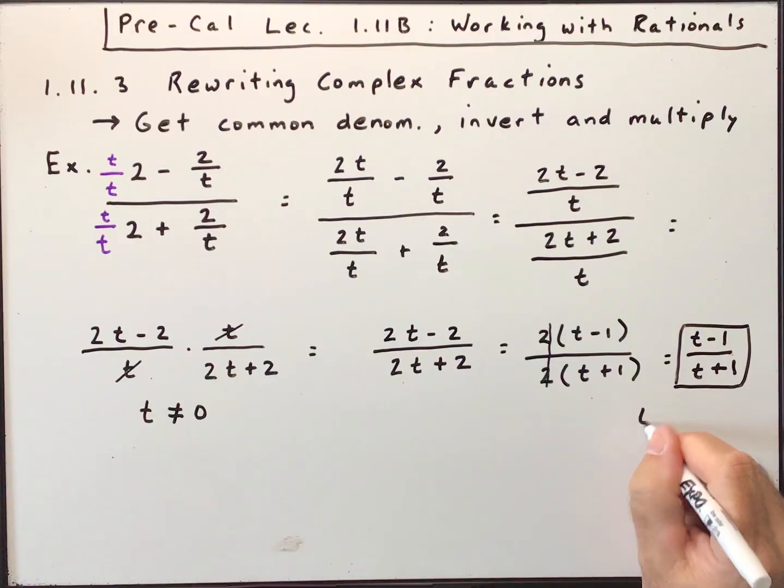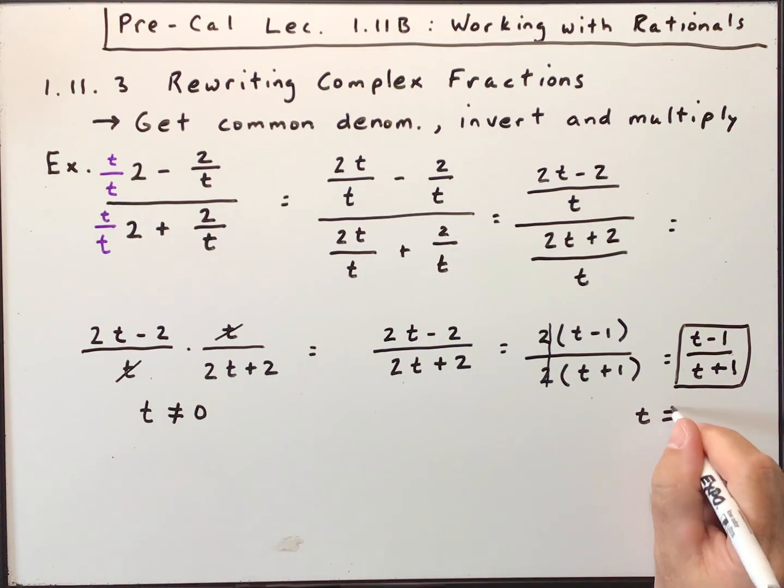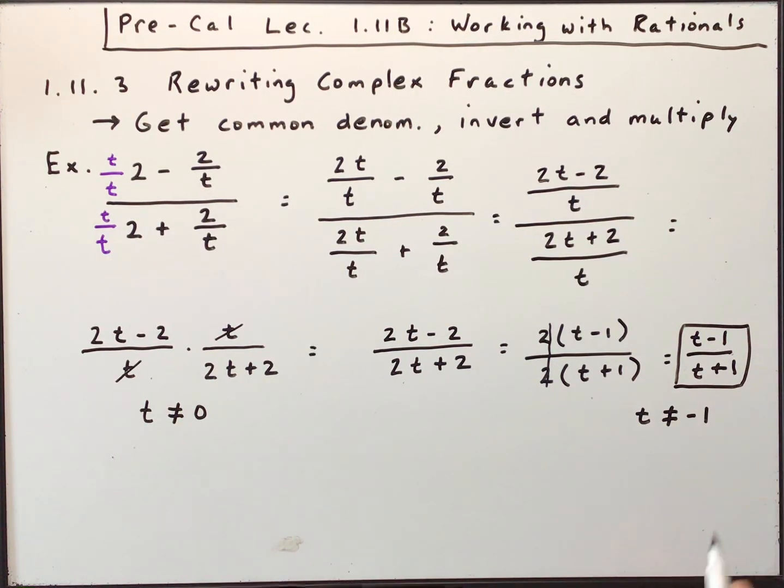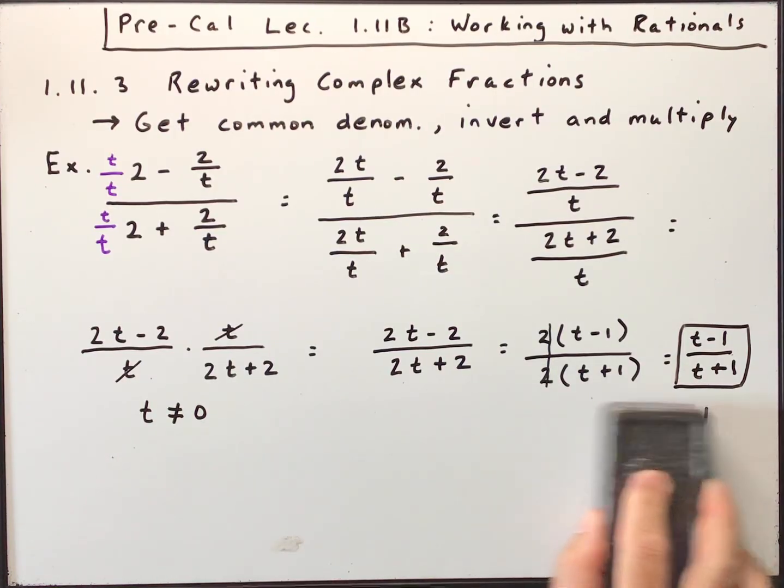But we have to add another condition. T cannot equal negative 1. All right, so it doesn't bother me if you put those in two different places, okay, and just write them down as you come to them, those provisos or domain restrictions. Okay, let's do another one.